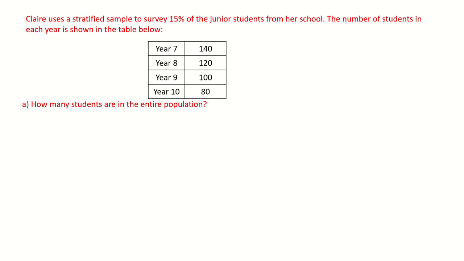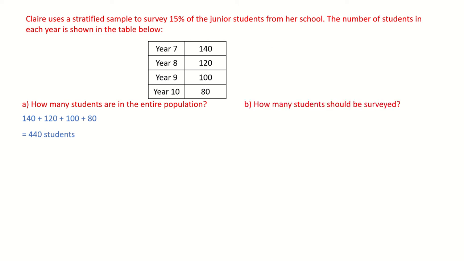How many students are there in the entire population? So we're just adding up all of the students across the whole junior school, which gets us to 440 students. So just remembering that population just means the entire group that we're interested in. We can't ask all of the kids in 7, 8, 9, and 10 their opinion on something, but we can get a sample that represents that population, that entire group that we're interested in.